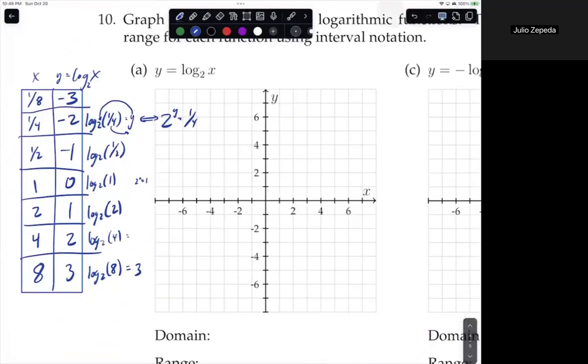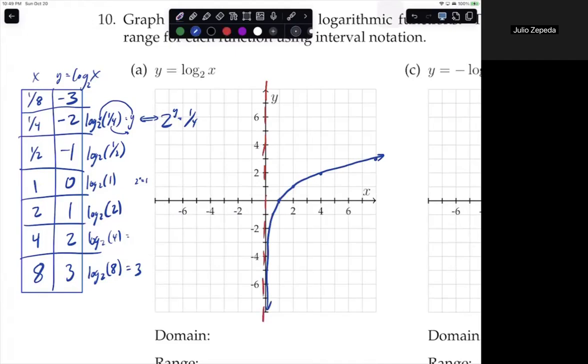Okay, so we can graph, let's see, 8, 3, 4, 2, 2, 1, 1, 0, 1/2, negative 1, 1/4, negative 2, and 1/8. So this function looks like this. It's going to have a vertical asymptote. And notice, this is pretty cool here. It's kind of going with what we said earlier.